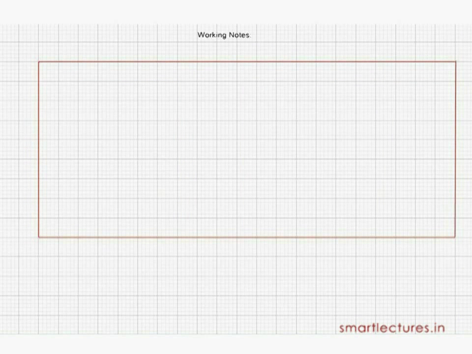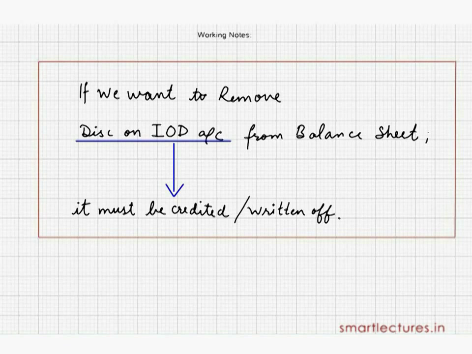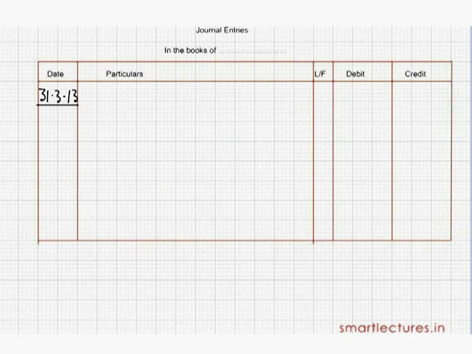Now the problem is, this discount on issue of debentures is rupees 9,000 in the balance sheet, and it will remain in the balance sheet even after 100 years. Now we have to get the solution how to remove it from balance sheet. It means if we want to remove this discount on issue of debentures account from the balance sheet, it must be credited. Technically speaking, it must be written off. So to remove the discount on issue of debentures account, we have to credit this account.